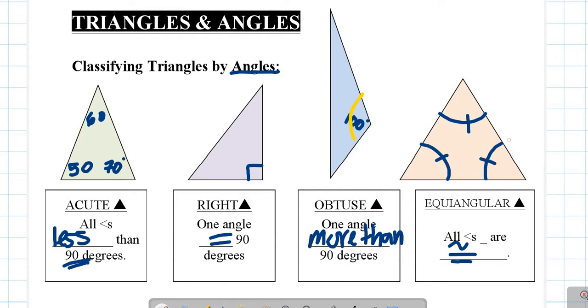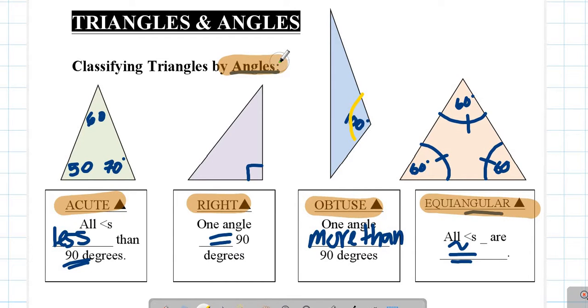And if a triangle has all three angles congruent, which those are congruent symbols, all of them automatically would be 60 degrees, that's called equiangular. So acute, right, obtuse, equiangular. That's classifying triangles by angles.